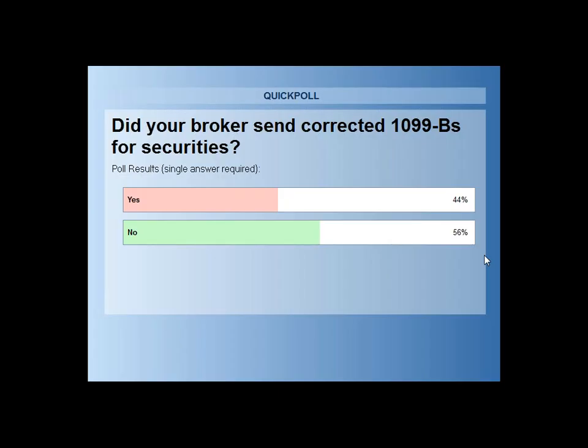44% got corrected 1099-Bs. That's a lot. And 56% no. That's odd. Some of you still may get corrected 1099-Bs. I would think you would. So be on the lookout for it. And what do you do if you get one after you file? Our footnote kind of set up that it doesn't matter. So I don't think you have to file an amended return, but you may want to send a letter. I'm going to think about that a little bit more and comment on it next time around.